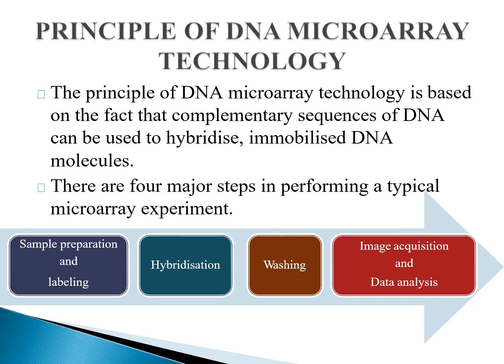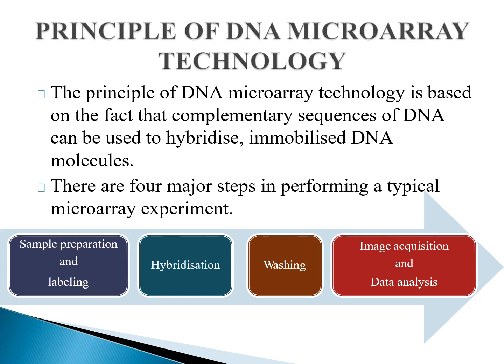So there are four major steps in performing typical microarray experiments. The first step is sample preparation and labeling. Now in this step, we isolate DNA or RNA from the cell sample. Then we convert them into single-stranded form and we label them with some kind of reporter molecule. Then these target DNA molecules along with the label are mixed with the probe molecules which are coated on the glass slide, and thereby after forming the complementary base pairing, they will hybridize with each other.